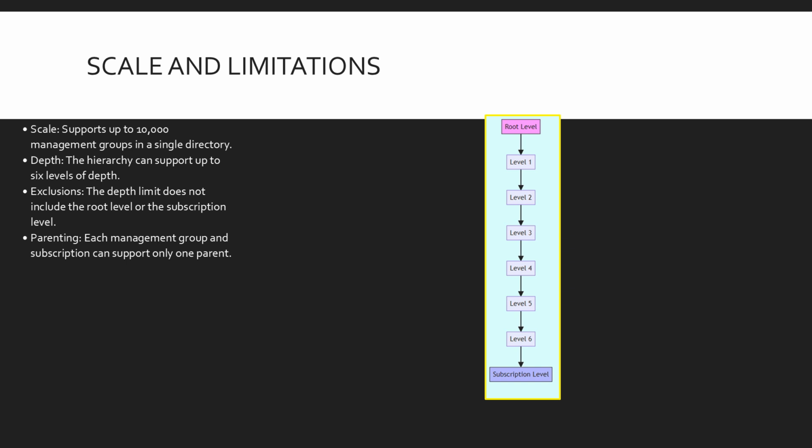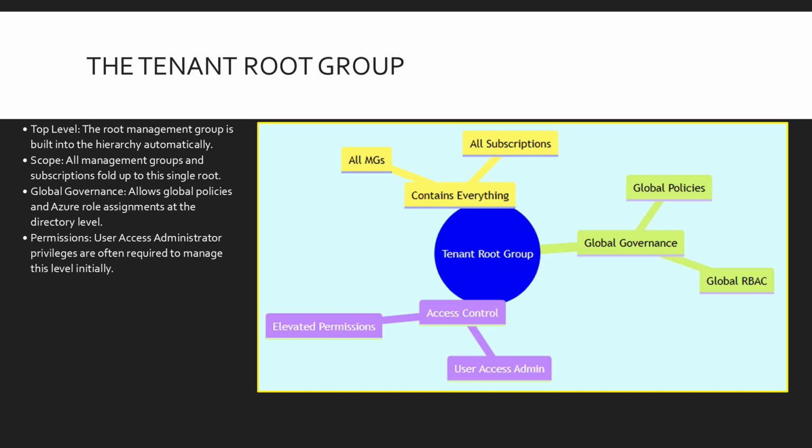This vertical flow visualizes the depth limit. We start at the root level, which does not count toward the limit. We then descend through level 1 down to level 6. This represents the maximum depth for management groups. The subscription level hangs off the bottom, also excluded from the depth count, showing the full vertical capacity of your organization.